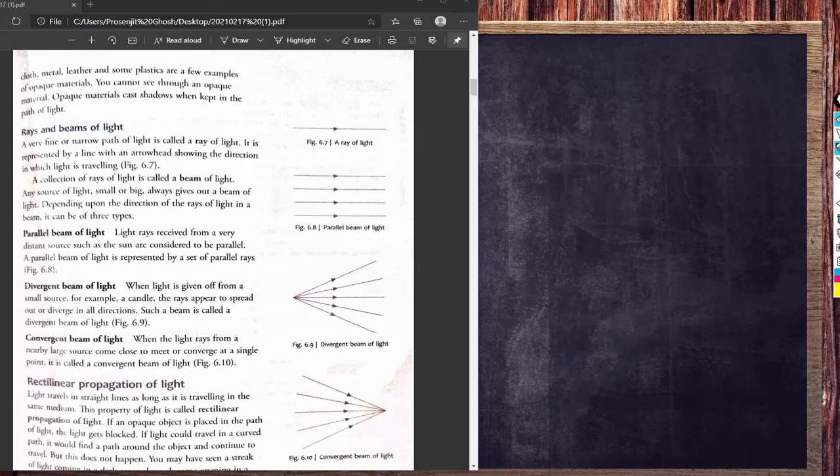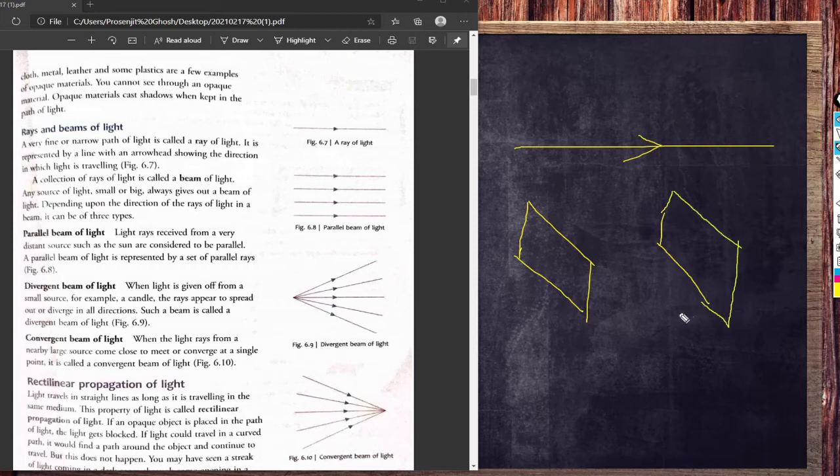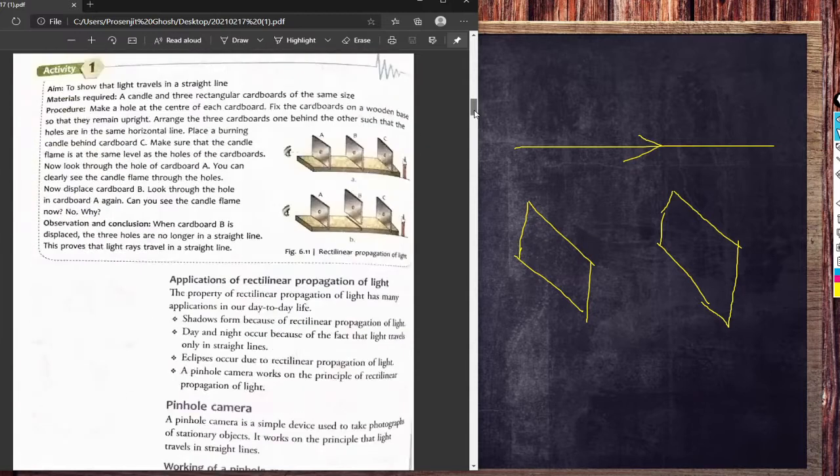Now coming to the rectilinear propagation of light. Whenever light propagates, it always follows a straight line. I will demonstrate a small example here, by which you can easily understand that light always propagates linearly. You can also find this experiment in your book, in this part.